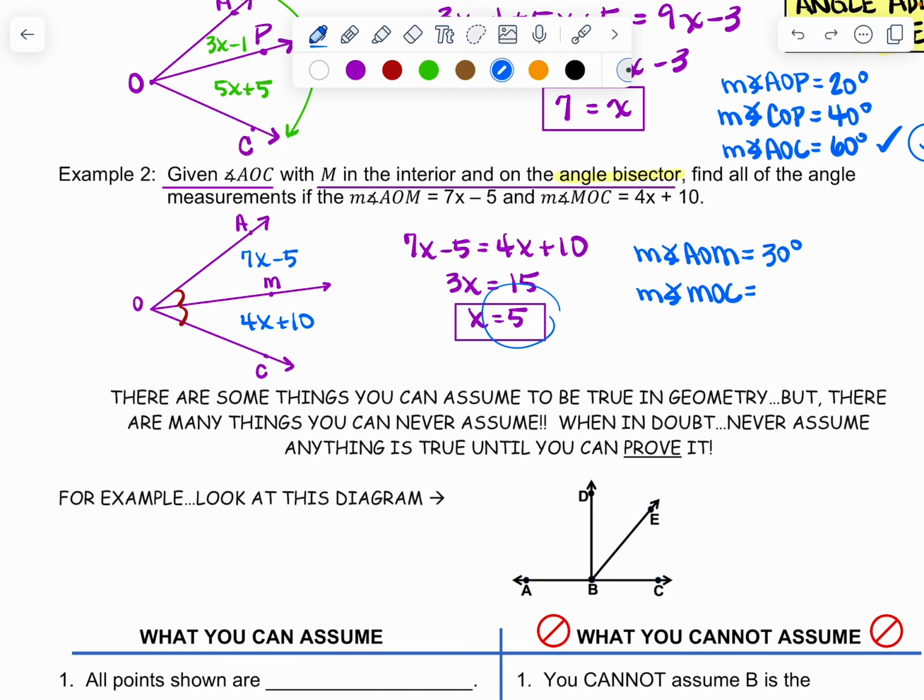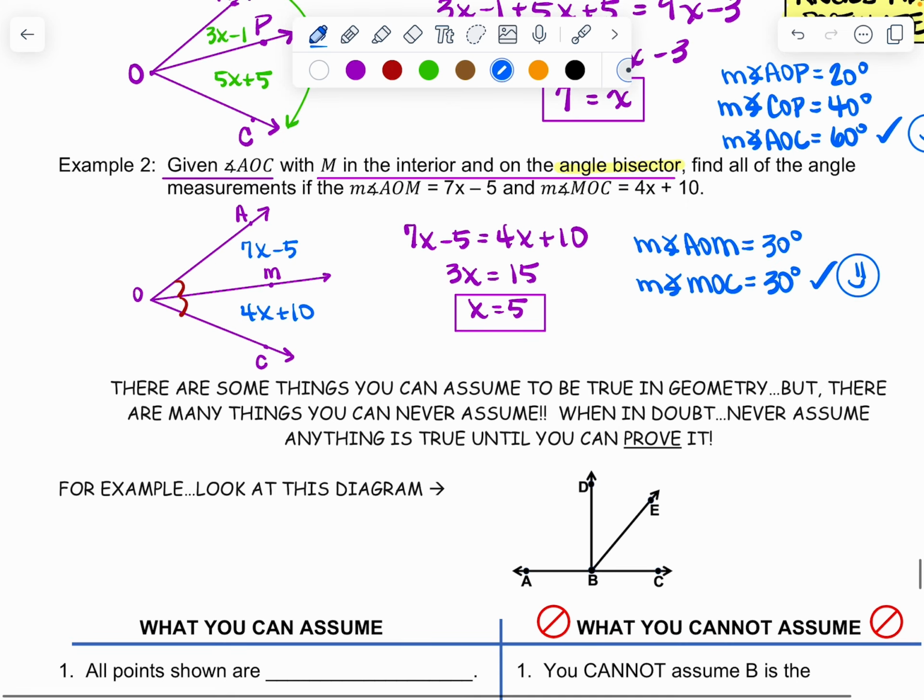Well, 4 times 5 plus 10, yeah, that does give me 30. So again, I'm going to put a little check mark smiley face. That means all of my numbers jive. They all work together. I am 100% sure of my answer. I know it said all the angles, so if you also want to write AOC, you certainly can, and we would use the angle addition postulate to write that that's 60 degrees.